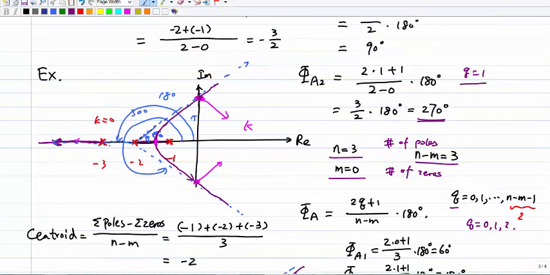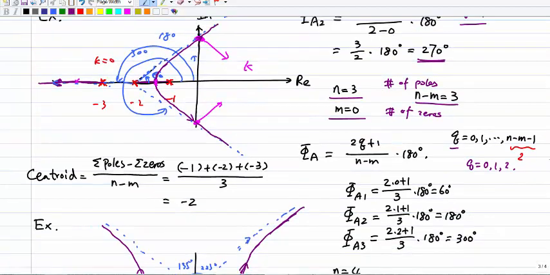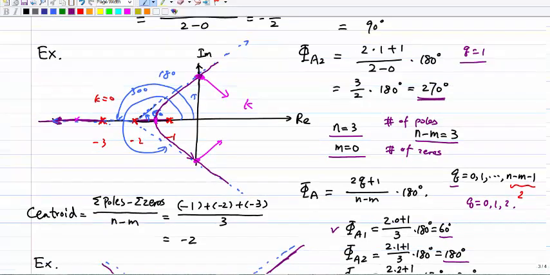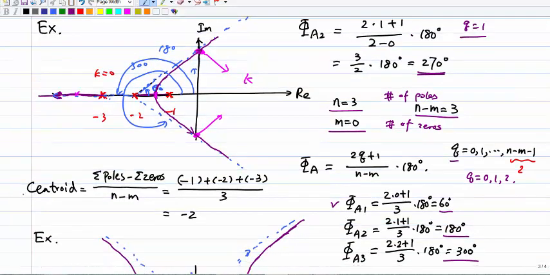Okay, without going into the detail, you do all the calculation again. I have phi A, and you can compute that: (2 times Q plus 1) divided by 3 times 180, you have 60 degrees, 180 degrees, and 300 degrees. Okay, that's what we have for the angles of the asymptotes. The centroid is given by the sum of the poles minus the sum of the zeros divided by n minus m. So the poles are -1 plus -2 plus -3, that's the sum of poles. The zeros are gone, we don't have zeros. And divide by n minus m, which is 3 here. So if we do the calculation, it gives us -2.